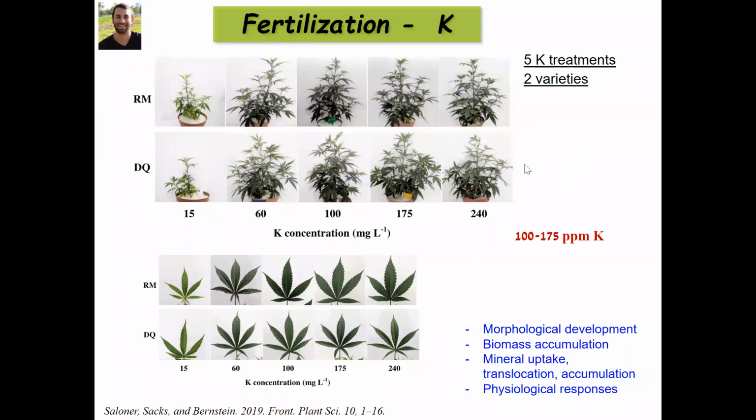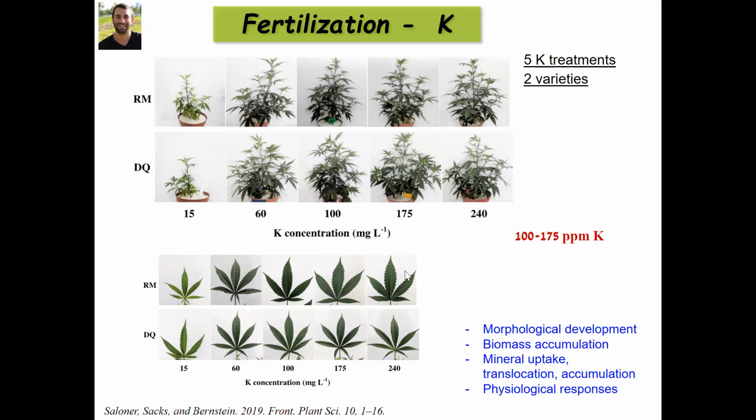Okay, I want to show some results for potassium. Potassium was also done by Avia Salonar, a PhD student in the lab. Again, we checked five different treatments of potassium. Here I want to show results for two varieties, one variety and a second variety. We checked from 15 ppm all the way up to 240 ppm. It is again apparent, this is a vegetative growth set during veg, that 15 is on the low side, 60 is borderline, and 100 and 175 gave us the best biomass production and physiological function.